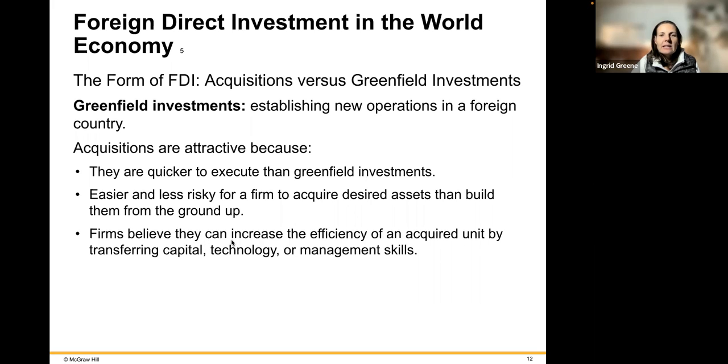And firms believe that they can then increase, hopefully, the efficiency of an acquired unit by transferring capital, technology, and management skills. As we've spoken about a lot in this course, that is a key component of the West. We've really been working on our management skills through business schools and education, and through the movement from a manufacturing country, a handful of countries, to a service economy.